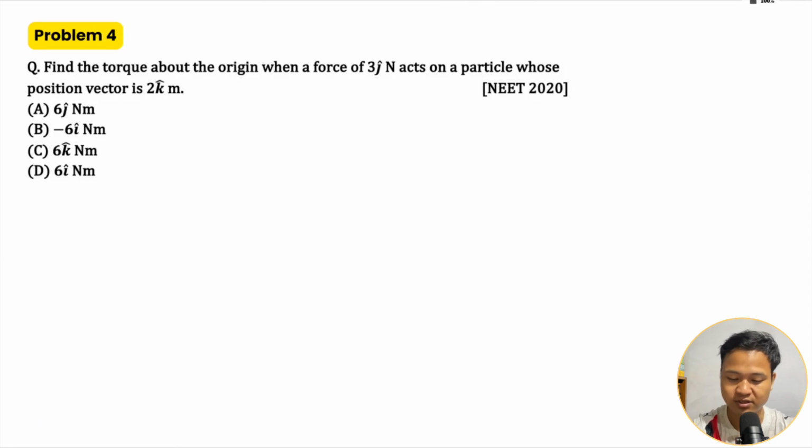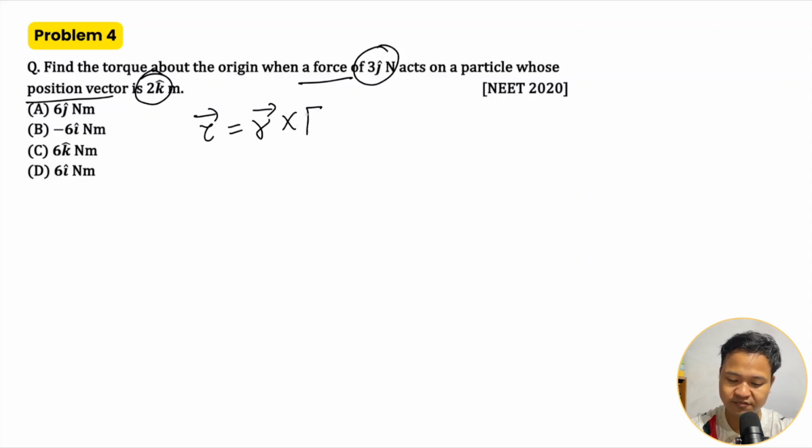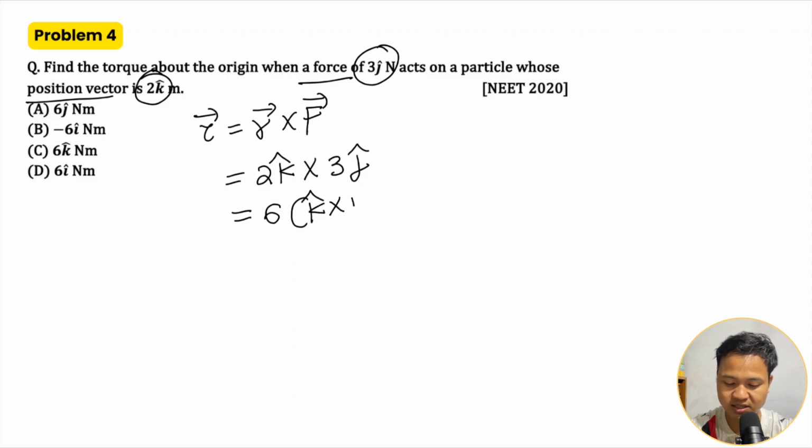So, one more medical exam question. The force is 3 i cap, and the position vector r is 2 k cap. Torque is r cross f. If it were f cross r, you would put a minus 1. So be careful. r is 2 k cap, cross f, which is 3 j cap. So 2 3 are 6, and k cross j.